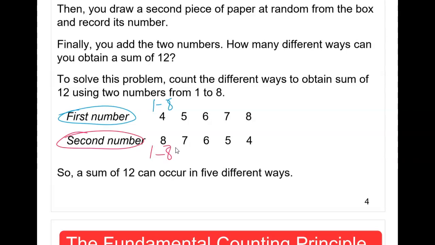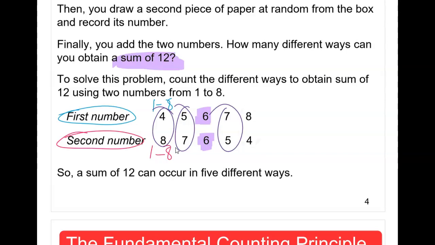And so you could see here for this option, we could draw a 6 the first try and a 6 on the second try. And if we add those numbers, we will get 12. So they will have a sum of 12. Another way to get a sum of 12 will be with 4 plus 8, or 5 plus 7, or 7 plus 5. And those two are considered to be different because in the first case, the 5 comes from the first number, and in the second case, the 5 comes from the second number.